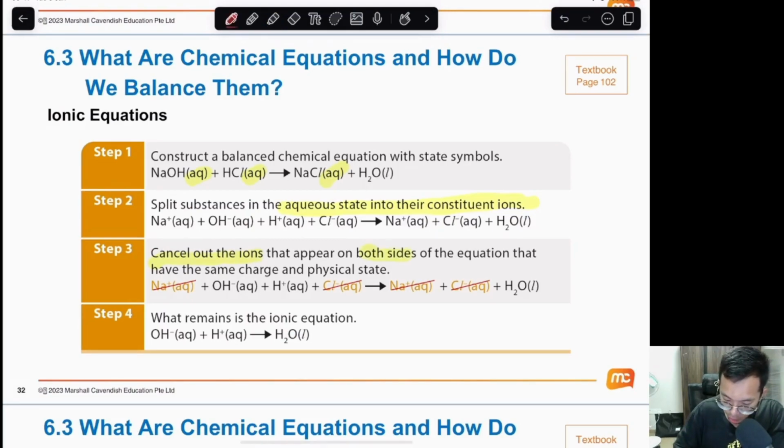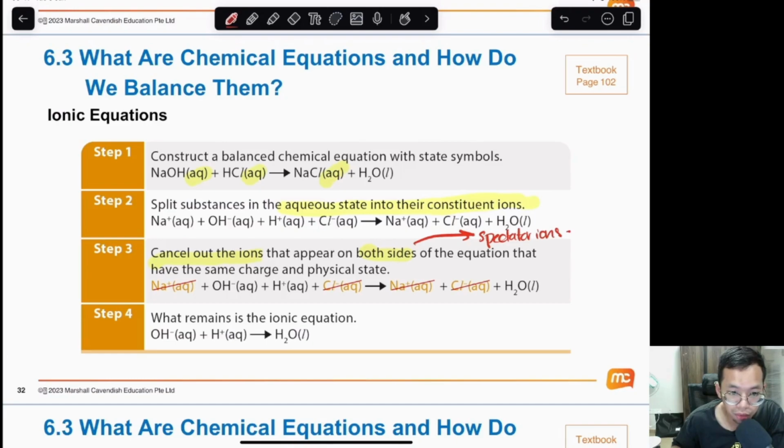What are these ions called that appear on both sides? They are called the spectator ions. Means they are just sitting at the sidelines, they don't do anything, they're just watching the whole reaction take place. And the ones that don't appear on both sides, those are the ones that are actually carrying out the reaction. So in this case, it is your hydroxide ion and also your hydrogen ion.